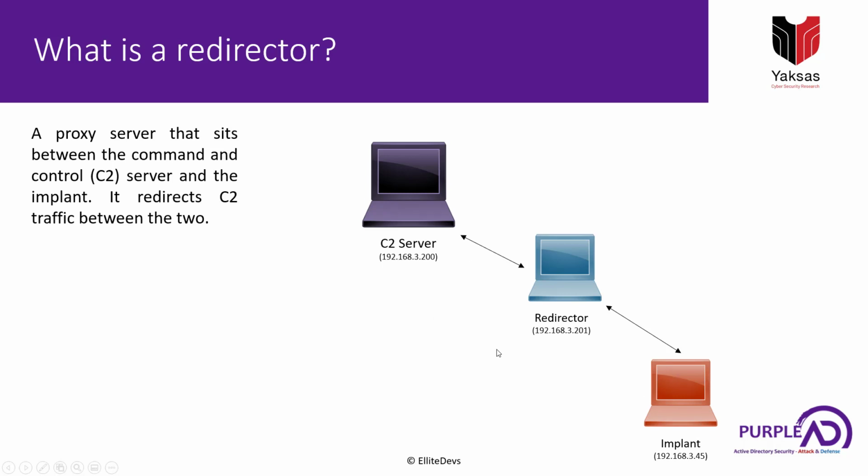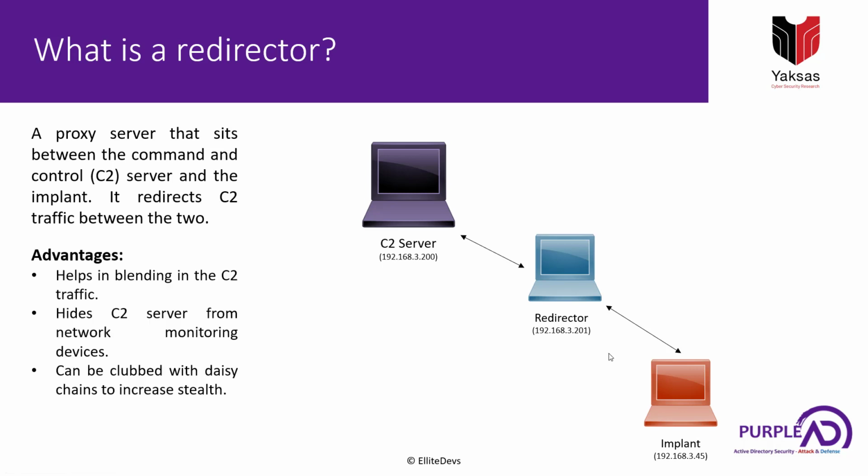However, with a redirector, we put this machine in between and it accepts the connection from C2 server and forwards it to the implant. And it also does the opposite, that is, it accepts the connection from implant and forwards them to C2 server. Now, one of the questions you might be wondering is, why do we want this in our C2 infra? There are a couple of advantages of using a redirector in your C2 infrastructure.